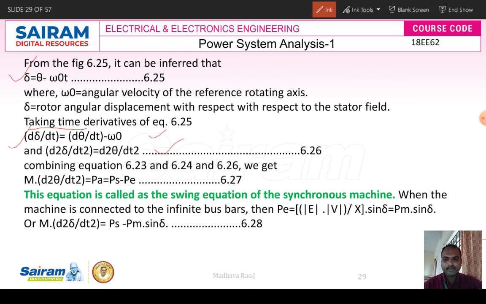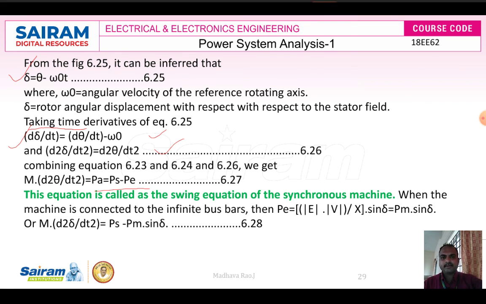M into d square theta by dt square is equal to Pa, and Pa is equal to Ps minus Pe. This equation is called the swing equation of synchronous motion. When the machine is connected to an infinite bus, Pe is equal to modulus E modulus V by X into sin delta, which you can write as Pm into sin delta. So M into d square delta by dt square is equal to Ps minus Pm into sin delta. This is the swing equation of the synchronous motion.